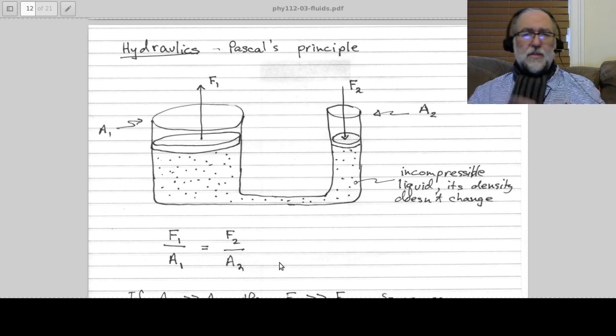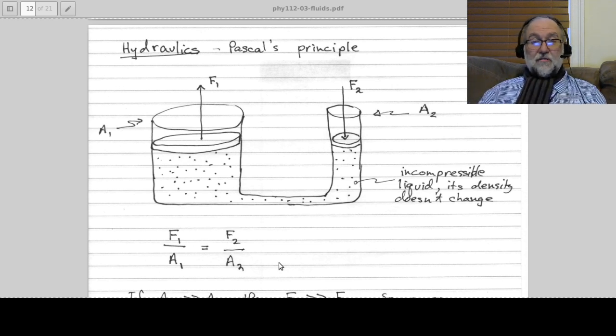So that's a very simple formula, except that it's not very intuitive. If you think about it for a little bit, it's not going to be intuitive. Over here, we have a small area, and I can apply a small force. A small force divided by a small area might still give me a moderate size pressure. But over here, because I have a bigger area, I must necessarily have a bigger force in order for the ratio F divided by A to be the same.